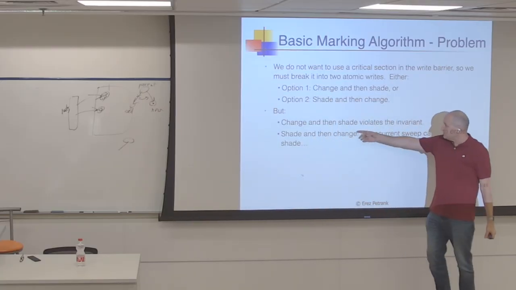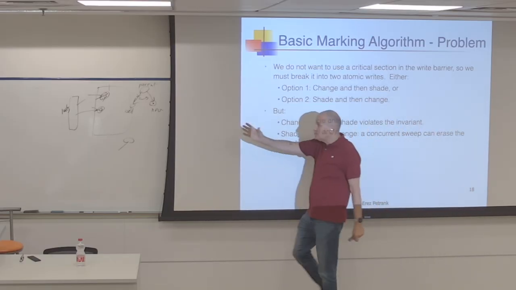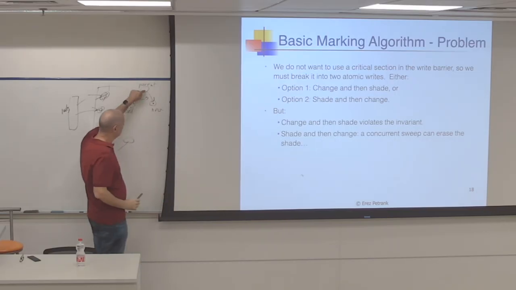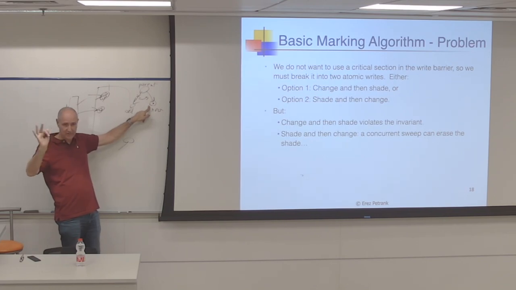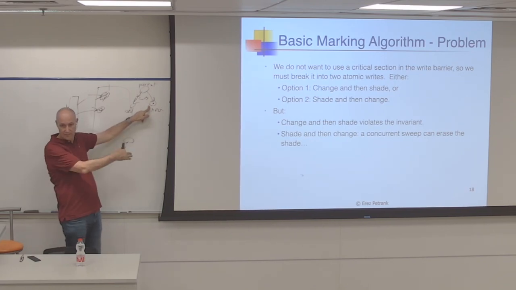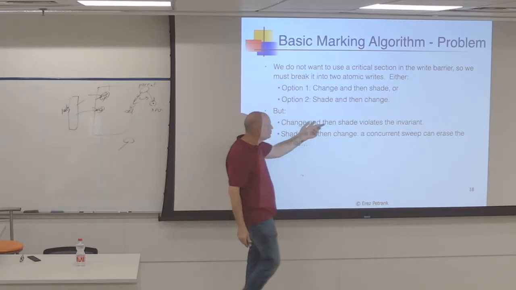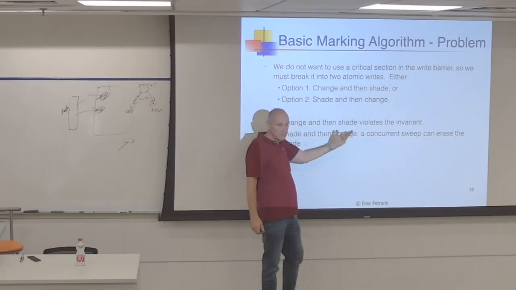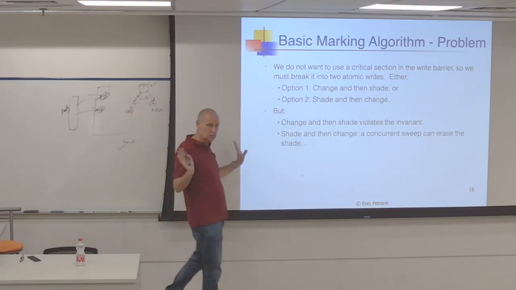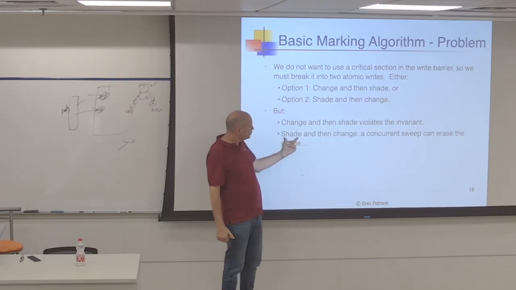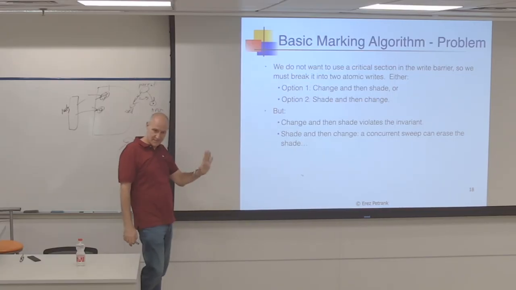The problem is if I do the change first and then I shade, it violates the invariant, because I could change it and then there might be a black to white edge until I shade the target. After I shade the target, everything is okay because it cannot be white, it can be gray or black. But before I manage to shade it, I violate the invariant. The invariant must hold all the time. It cannot hold sometimes. It must hold all the time. So if I do shade and then change, then there is another problem, which is not as easy to see.